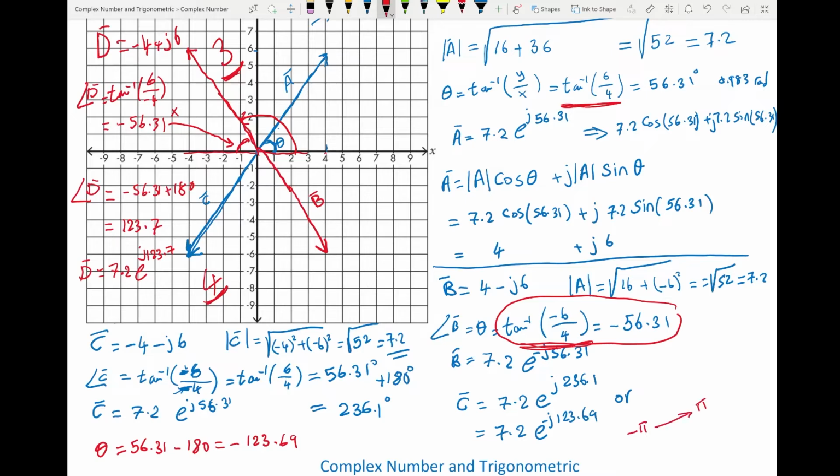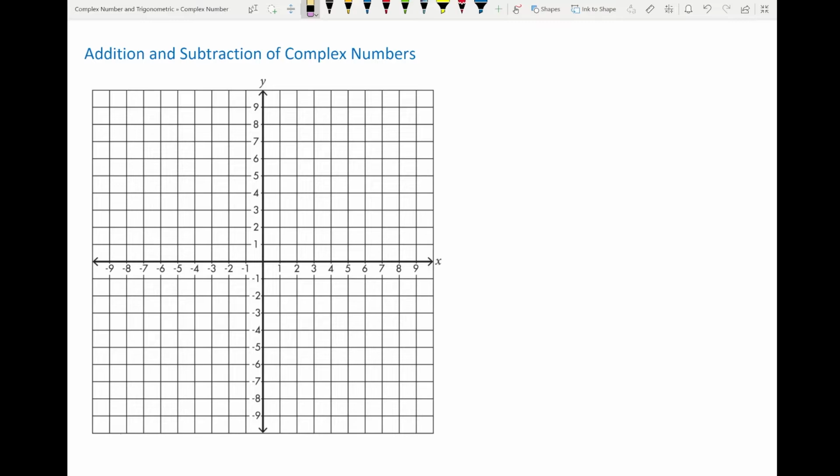If you want your answer to be between 0 and 2 pi, then just add 180 degrees if the vector is here and 180 degrees if the vector is here to the value you get from your calculator for numbers like this. Okay, so the next topic will be addition and subtraction of complex numbers.